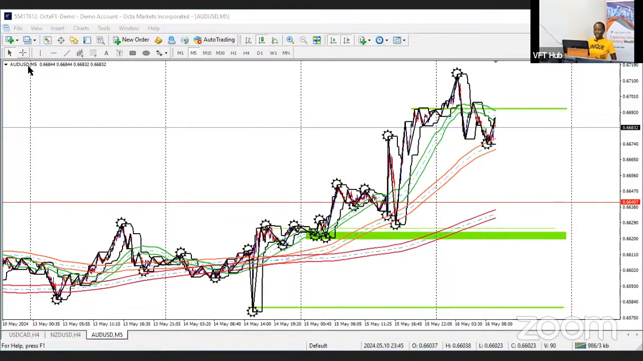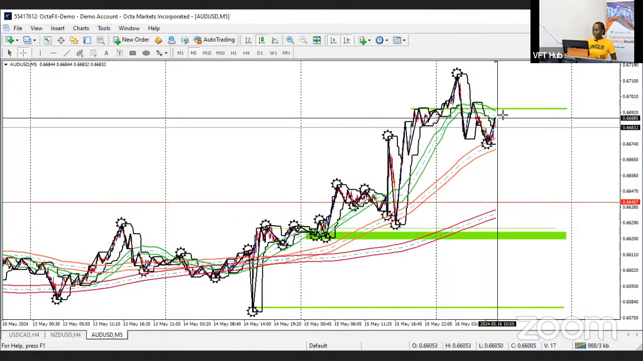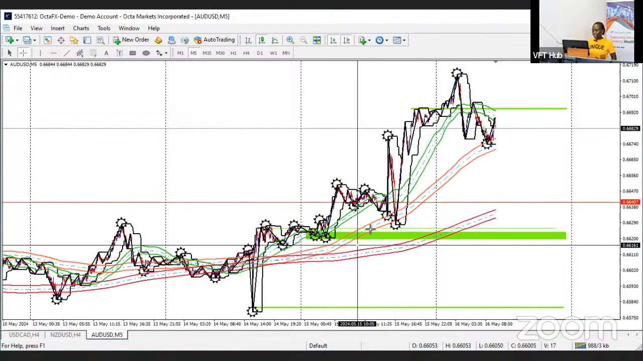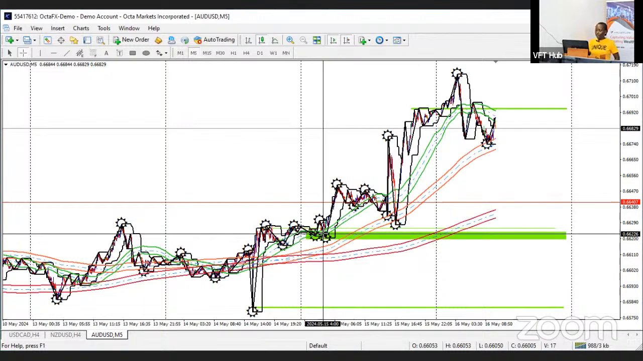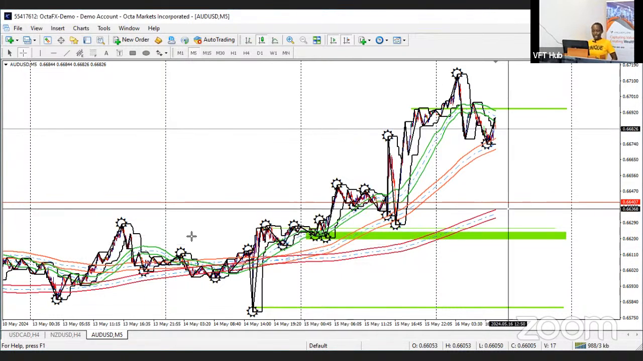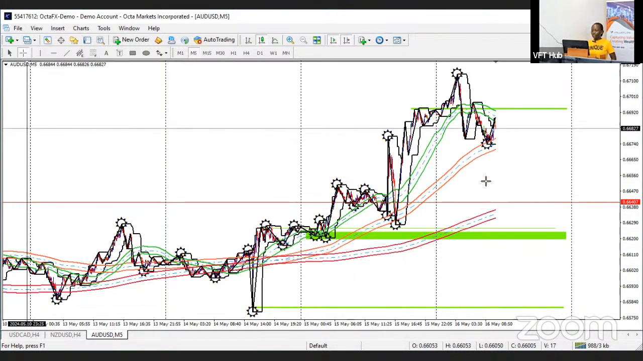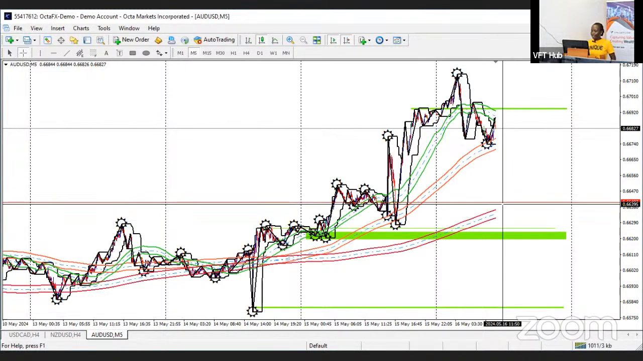So the pullback from here to here, the first TP level is going to be right here, which is my yesterday's low actually, which happens to be in confluence with the trend. So I'm looking to sell AUD/USD to this point. If we go back to our 1-hour time frame to see those 3 levels which we marked out, let's see if it's in confluence with what we're looking at here.